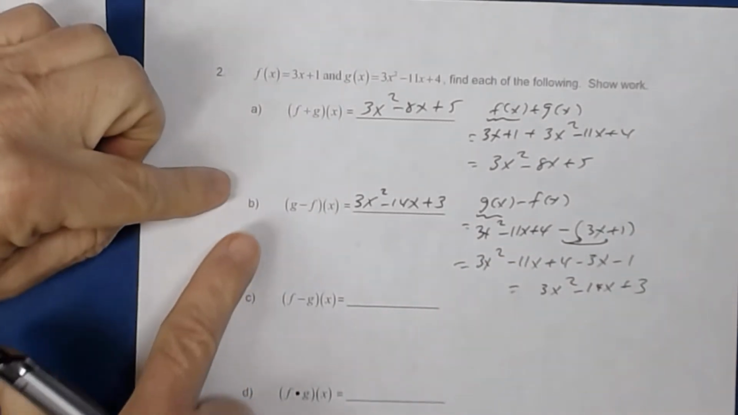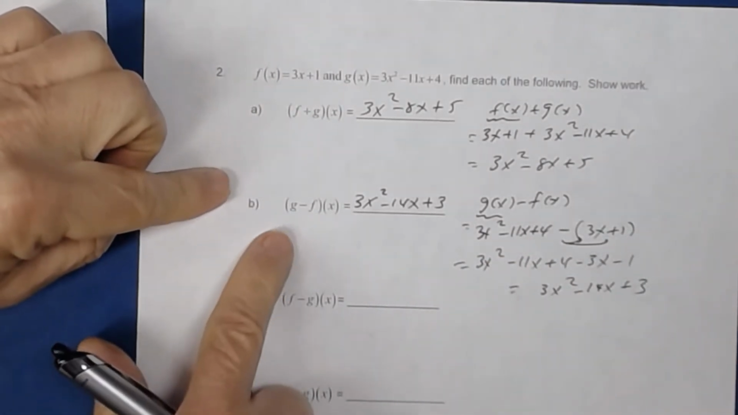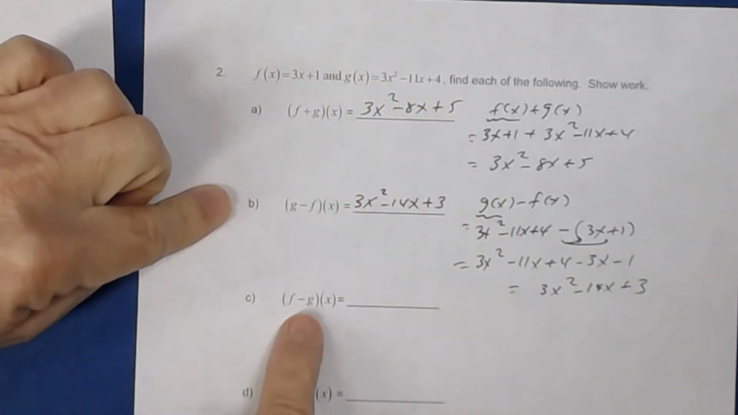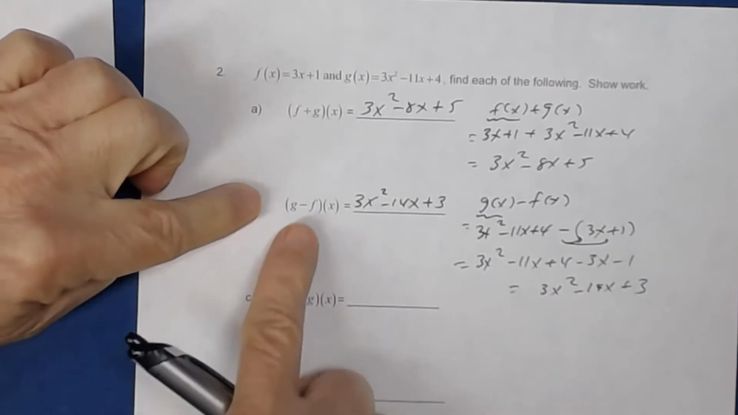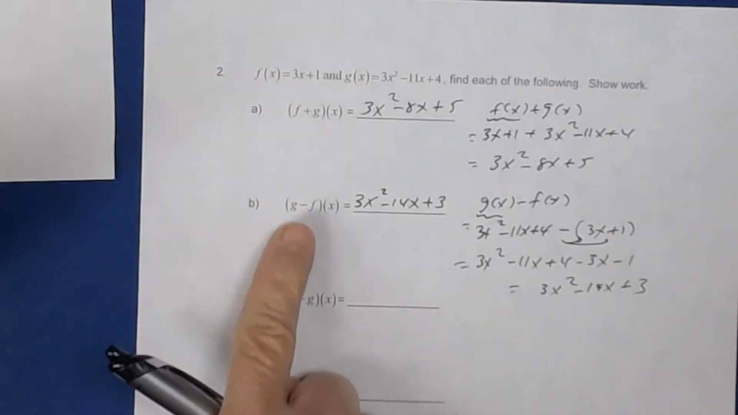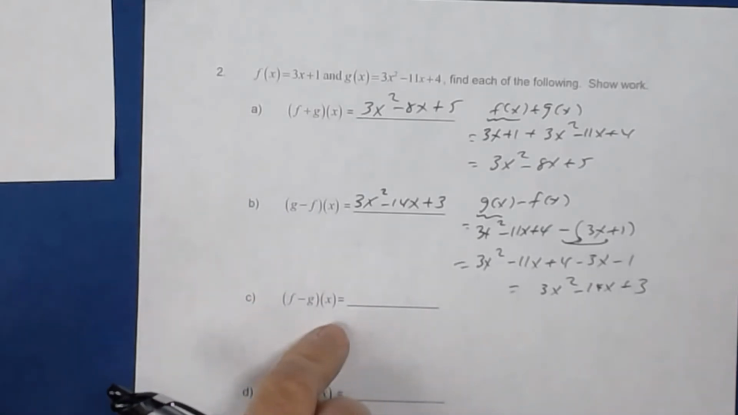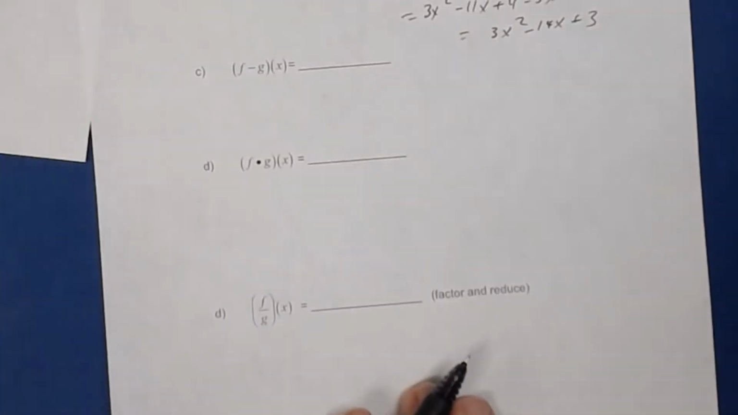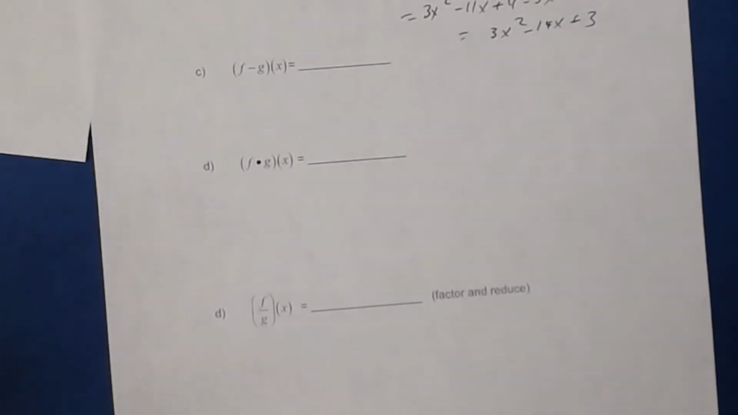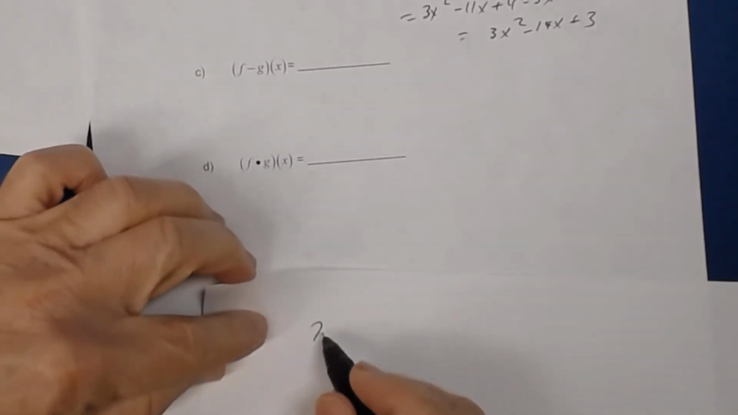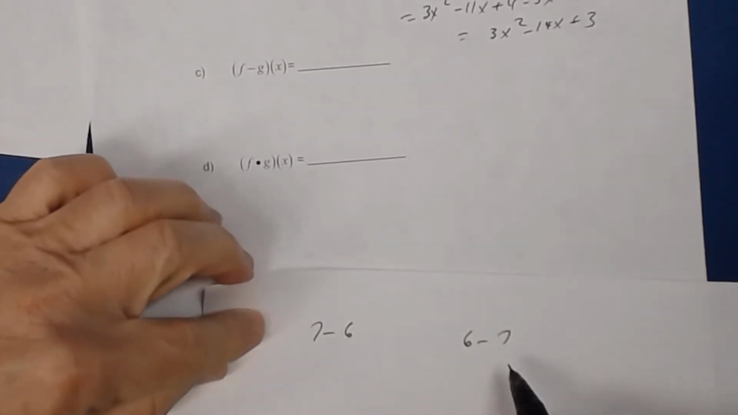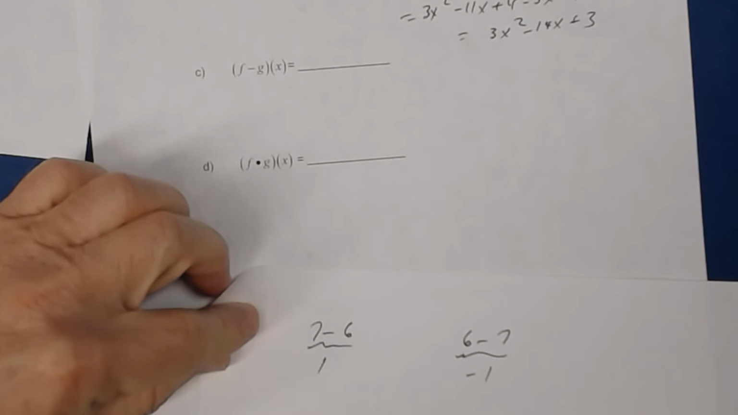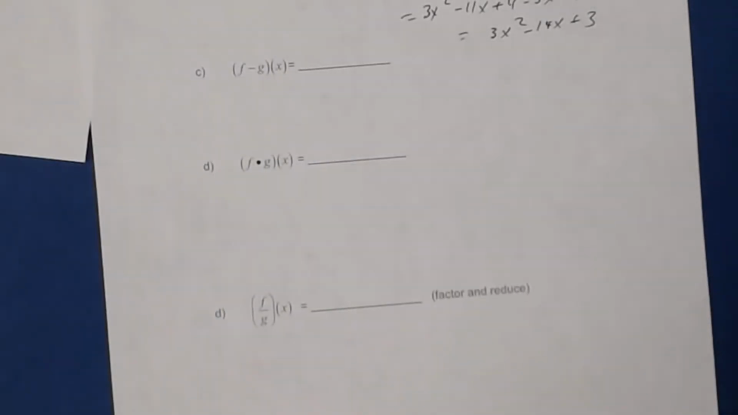Now, what is the difference between these two, b and c? In b, you have g minus f, right? You're still dealing with those two functions. And then f minus g is part c. Notice that those are opposites. So g minus f and f minus g would be opposites. If you didn't remember that, just remember this right here. Y'all agree that if I have 7 minus 6 and then 6 minus 7, those are opposites, right? 7 minus 6 is 1, 6 minus 7 is negative 1. So 1 and negative 1 are opposites.